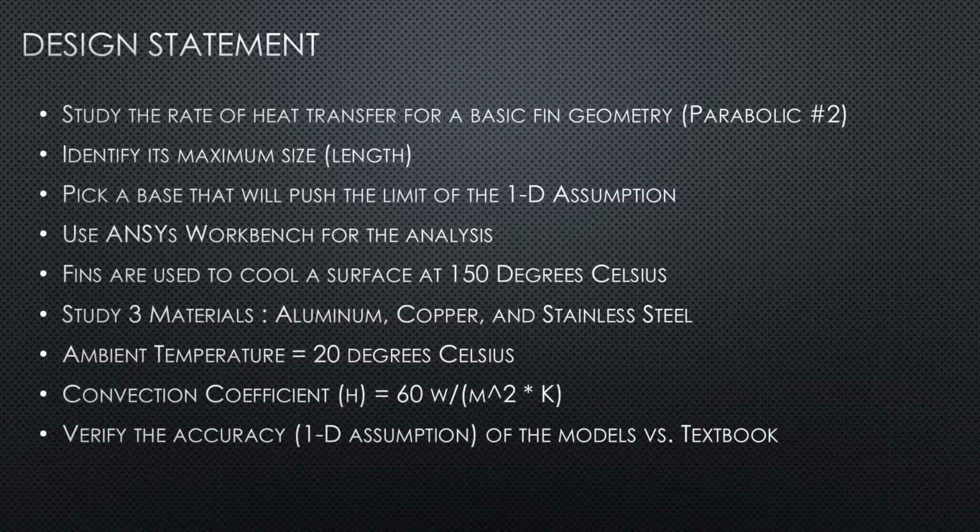These fins were used to cool a surface at 150 degrees Celsius and maintain that temperature. And we were supposed to do this with 3 different materials: aluminum, copper, and stainless steel. The ambient temperature was to be 20 degrees Celsius. We were given a convection coefficient of 60 watts per meter squared times Kelvin, and at the end of the day we're supposed to verify the accuracy of the 1D assumption on the models versus the textbook.